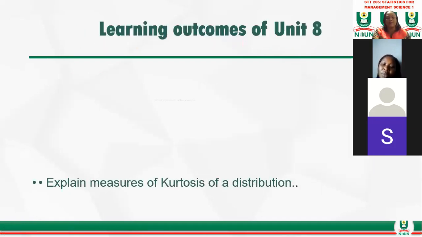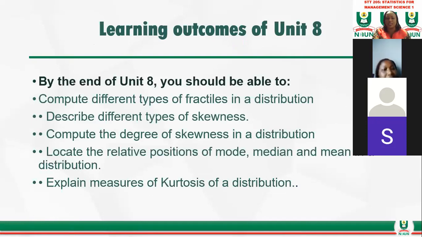Okay. So we expect at the end of Unit 8, you should be able to compute the different types of fractiles in a distribution, describe different types of skewness, compute the degree of skewness in a distribution, locate the relative positions of mode, median, mean in a distribution, and finally, explain measures of kurtosis of a distribution.